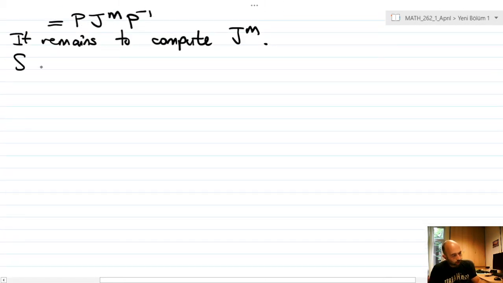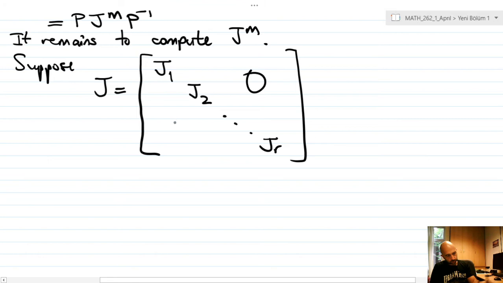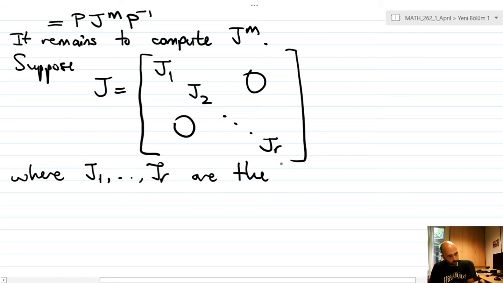Suppose J is of the following form. Well, J is in Jordan form, but it might have multiple blocks. So let's give some names to the blocks. Let them be J1, J2 up to Jr. All the rest are zeros. Where Ji, for i from 1 up to r, are the Jordan blocks of J.